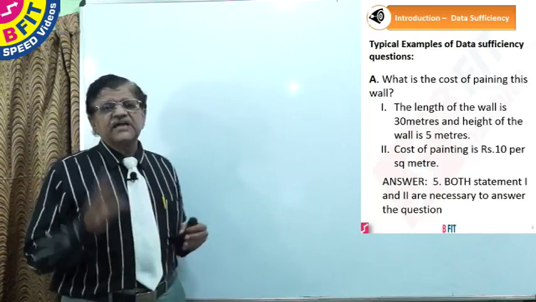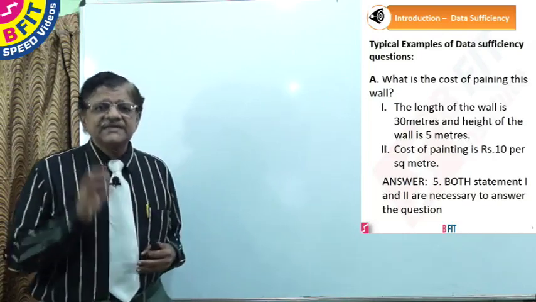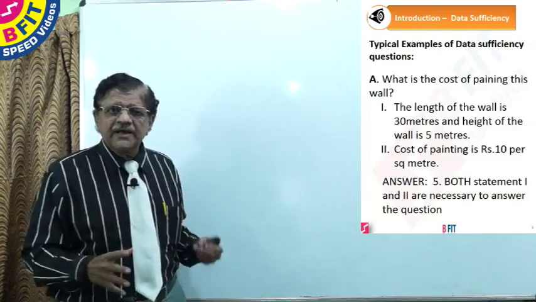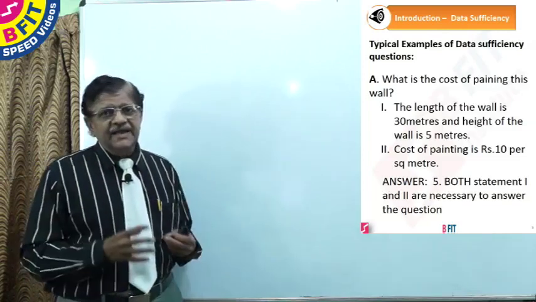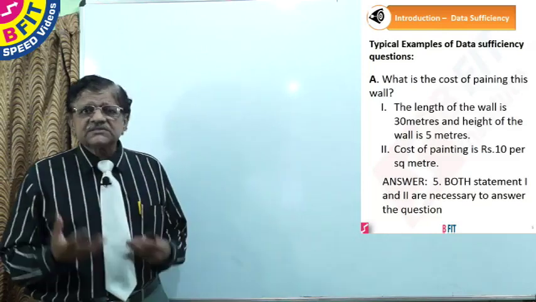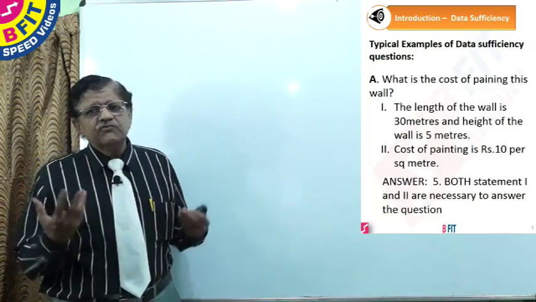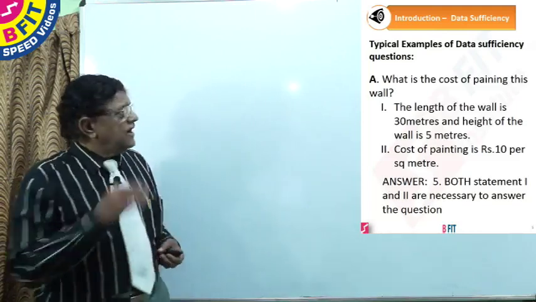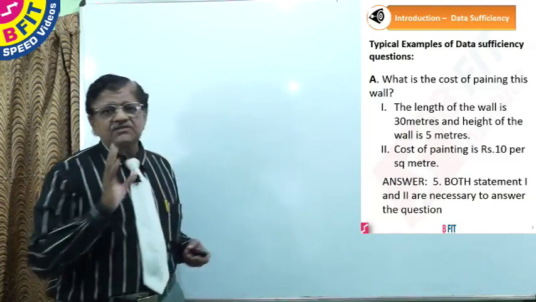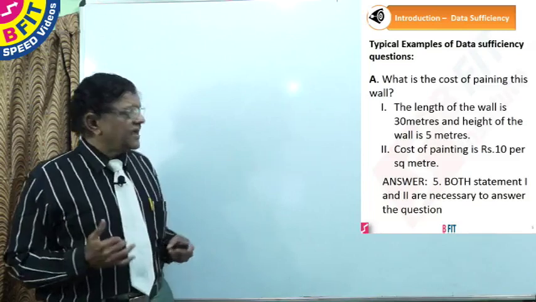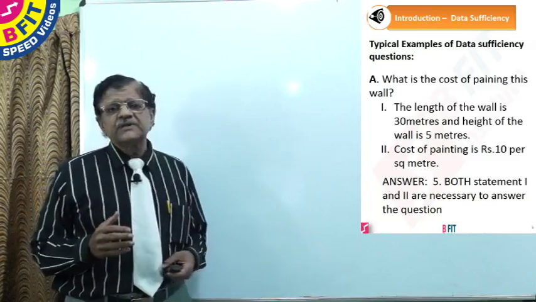Now let us look at statement 1. It has the data of length and height. With the length and height, what can you calculate? You can only calculate the area. Knowing only the area, without the cost of painting per square foot, is of no value to you. You cannot arrive at the cost of painting the wall. So statement 1 alone is not sufficient to answer the question. Then statement 2: what is the data given? The cost of painting is rupees 10 per square foot.